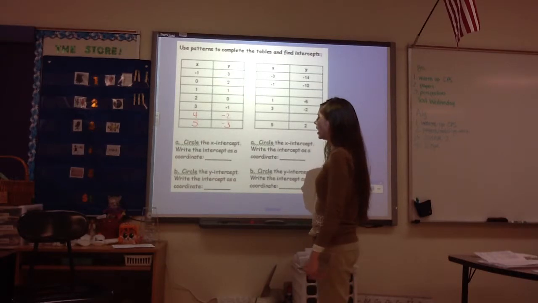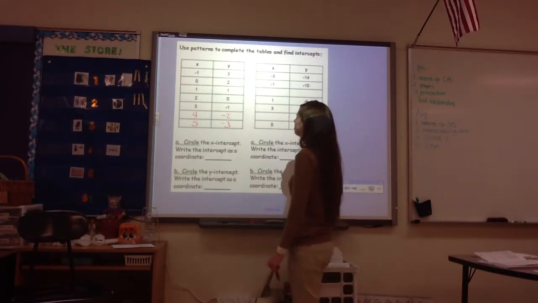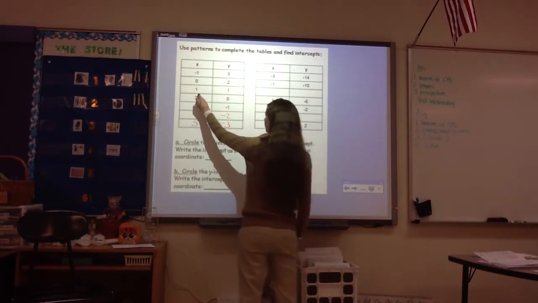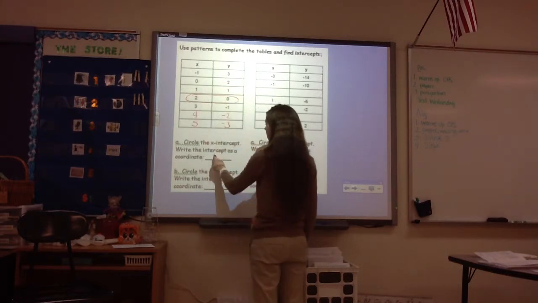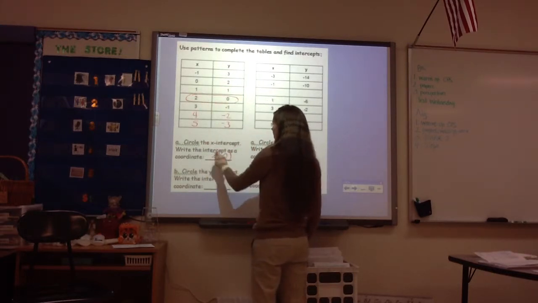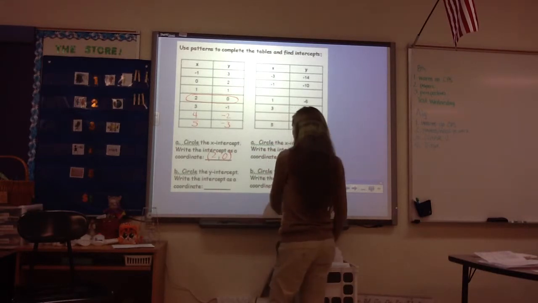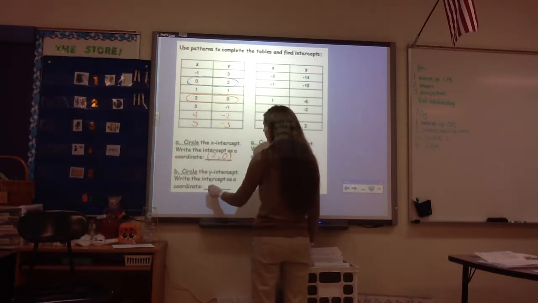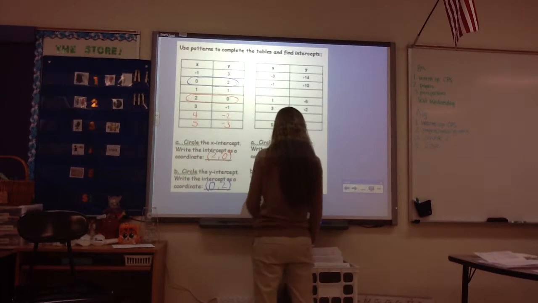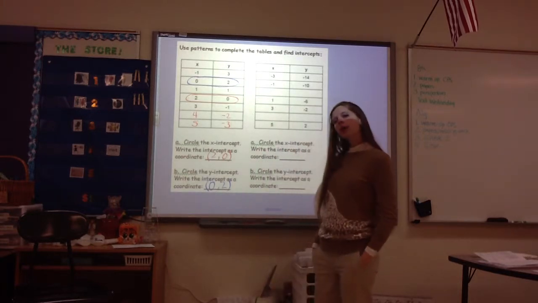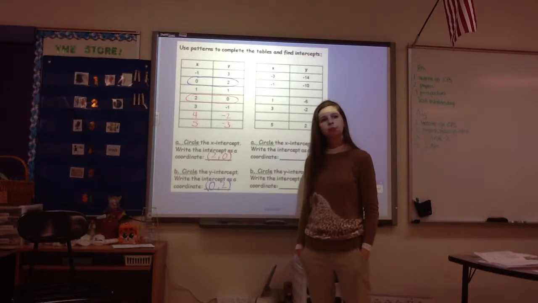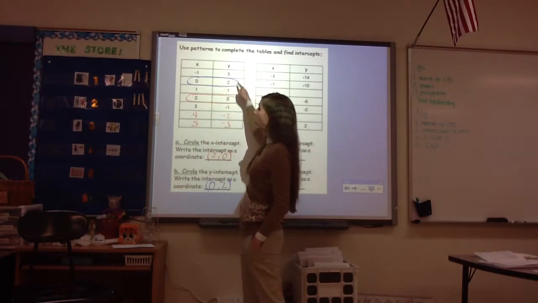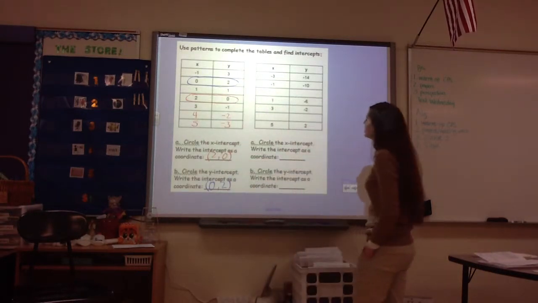I'm going to circle my x-intercept. My x-intercept is where the y is 0. And I'm going to circle the y-intercept where my x is 0. The slope of this graph would be positive or negative. I hope you said negative, because as my x increases, my y value decreases. All right, let's look at the next table.